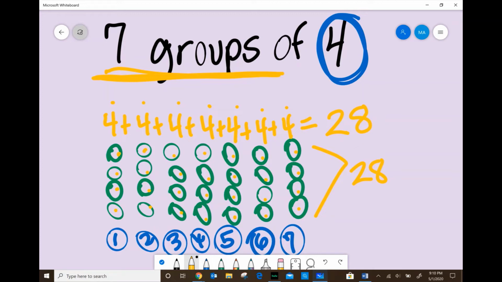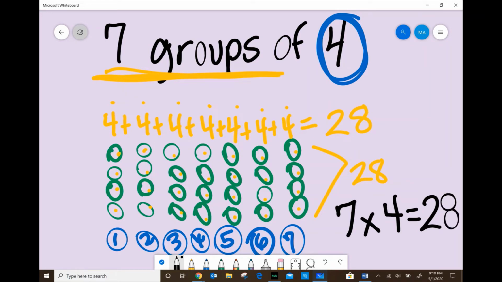Now, to write your multiplication sentence, you would write it 7, because you have seven groups, times 4, because we put four circles in each group, equals 28 altogether. So that is how you solve for the problem. That's how you're going to solve the problem after you draw it.